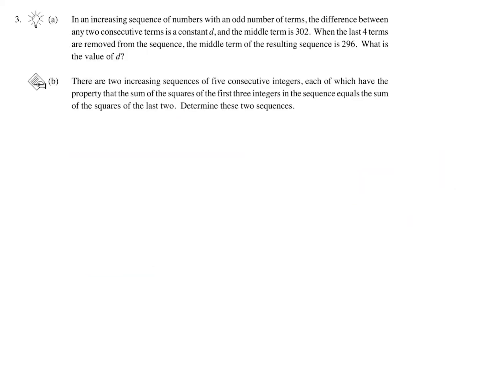In an increasing sequence of numbers with an odd number of terms, the difference between any two consecutive terms is a constant d, and the middle term is 302. When the last four terms are removed from the sequence, the middle term of the resulting sequence is 296. What is the value of d?